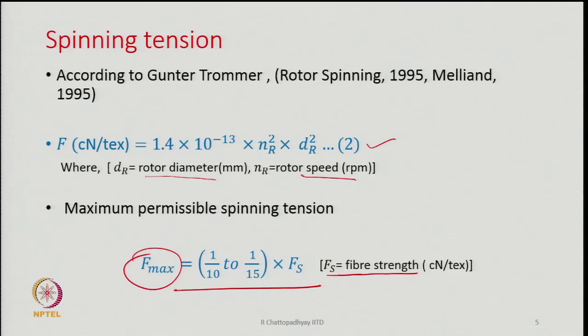So, we can get some idea that if the fiber is not really very strong, we will not be able to run the rotor at a very high speed, because the tension will be too much and there will be too much end breakage. That means how much rotor speed is attainable will depend upon the quality of the fiber that we are using.